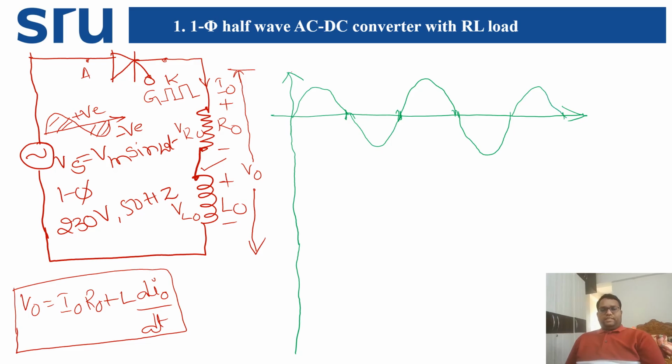Now let us take this as 0, this as 180, this as 2 pi, this as 3 pi, this as 4 pi and this as 5 pi. Take it in terms of omega t, that is, in terms of seconds. We can take it here. Now this is the peak supply voltage, that is Vm.